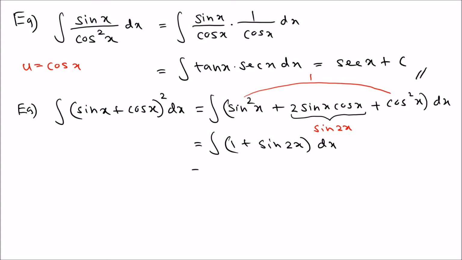If you integrate this, you're going to get 1 means x plus, this is again one of the common formulas, sine 2x, so we're going to divide by that. What you're going to get is a sine, so that's a negative. So you're going to get negative 1/2 cosine 2x plus c. So that's what you get just using those common formulas.